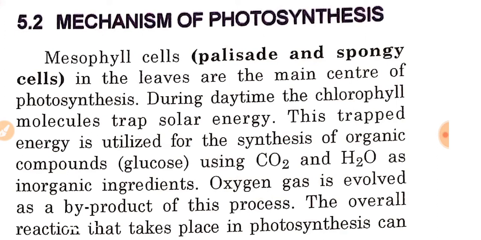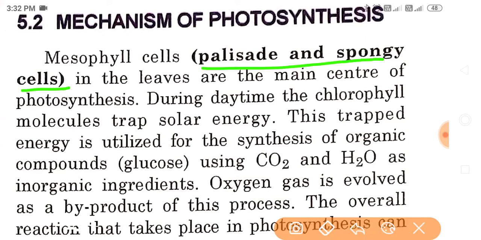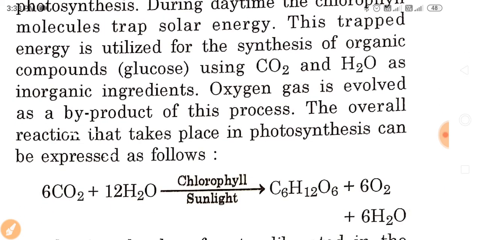So as you know, mesophyll cells, palisade and spongy cells in the leaves are the main center of photosynthesis. In the last chapter we also discussed that palisade and spongy cells, which are found in the leaves, are the main site of photosynthesis. During daytime, the chlorophyll molecules trap solar energy. This trapped energy is utilized for the synthesis of organic compounds such as glucose using CO2 and H2O as inorganic ingredients. Oxygen gas is evolved as a byproduct of this process.